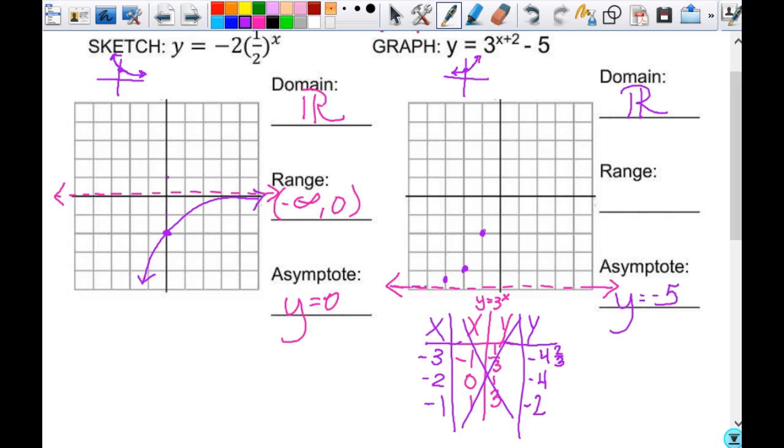And then you know what your shape is supposed to be, so it's going to come up here. Oh, I can't ever hit those points. Something like that. So, what is your range? What's the lowest it can be? Negative 5. Do I get to include it? No. And then infinity. Everybody okay with that? Any questions? All right.